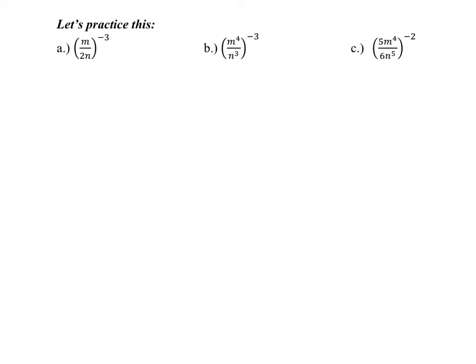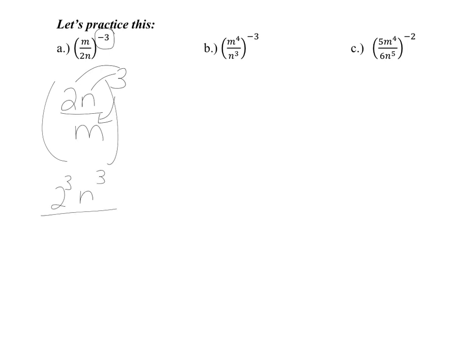So let's go ahead and practice this. So what I mean is, see here, I've got this negative exponent on the outside. Well, to make that exponent positive 3, I just have to flip the whole fraction. So it would be 2n over m. And now I can bring in the 3 to everybody. So don't forget you do 2 to the 3rd power, n to the 3rd power over m to the 3rd power. Everybody goes to the 3rd power. 2 to the 3rd power becomes 8. So it's 8 n to the 3rd over m to the 3rd. And that's your answer there.